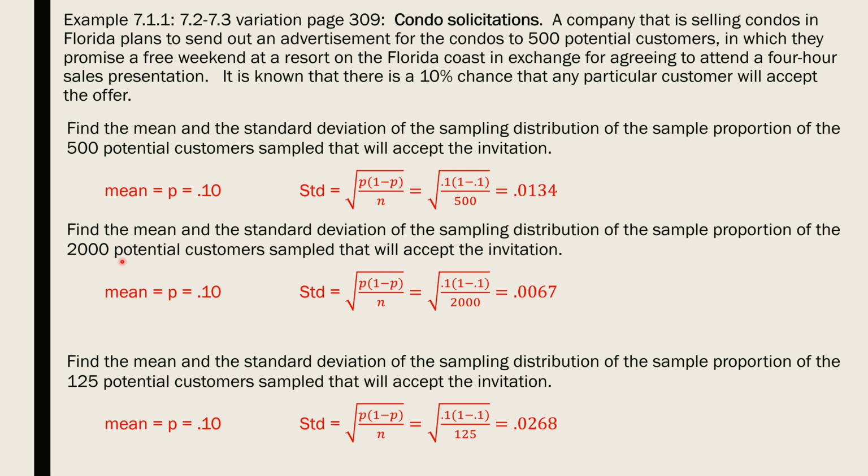If we want to calculate the standard deviation for a sample size of 2000, you can notice that it will decrease compared with the standard deviation from the sample with sample size 500. As you can see, this number is smaller than this number. However, if we decrease the sample size to 125, we can see an increase of the standard deviation of the sampling distribution.